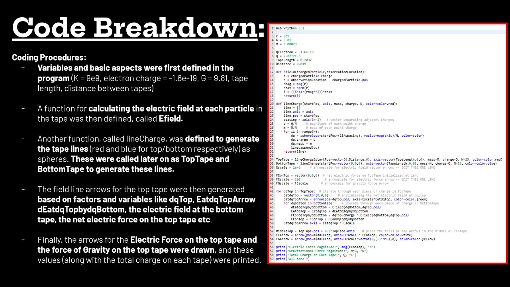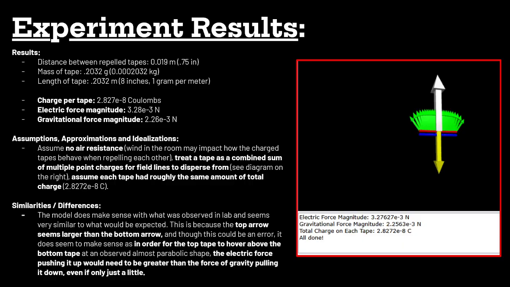And these are later called as top tape and bottom tape to generate these lines, as you can see right here. The field line arrows for the top tape were then generated based on fires like DQ, E at DQ top arrow, etc. And then the electric field at the bottom tape and net electric force at the top tape also contributed for this. And then finally, the arrows for the electric force on the top tape and the force of gravity on the top tape were drawn. And then the values of these were printed.